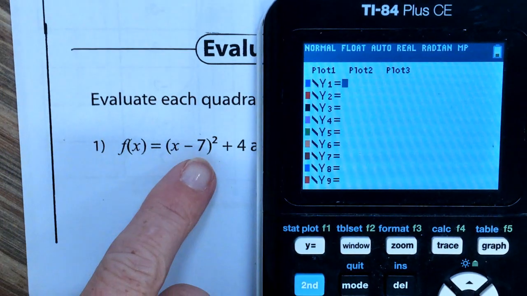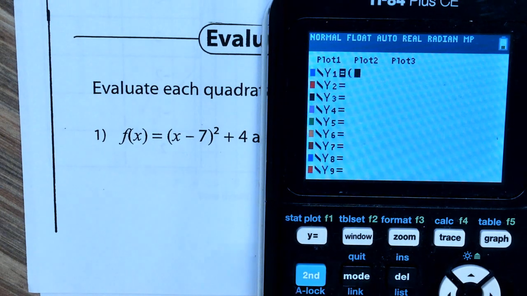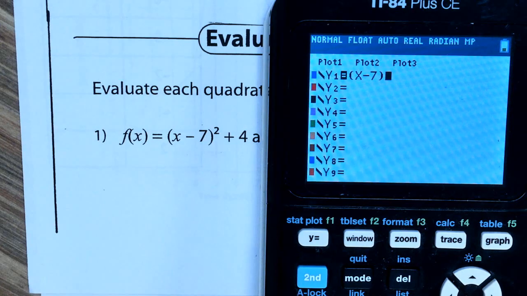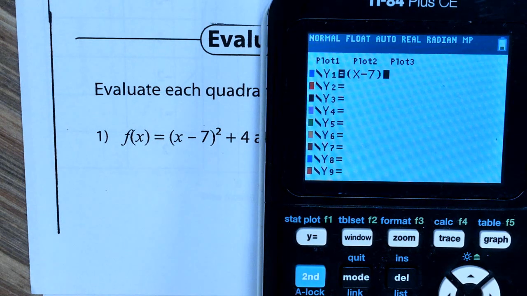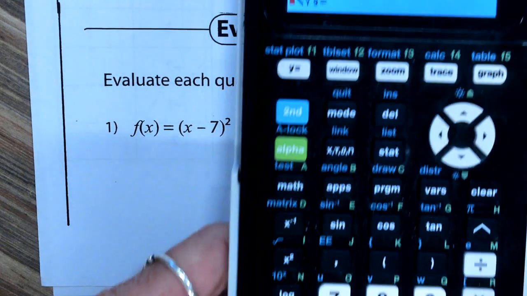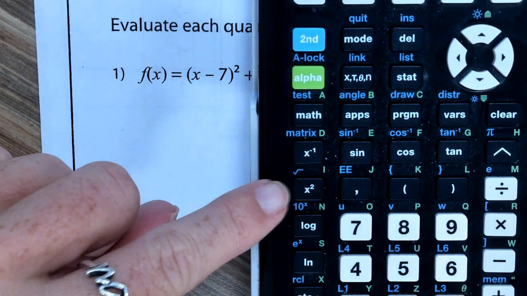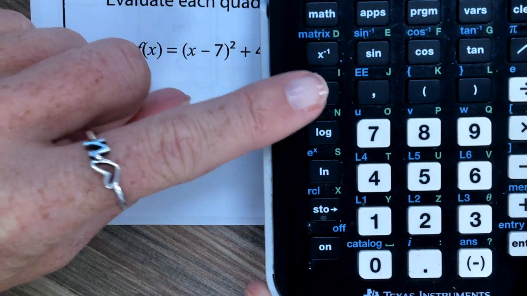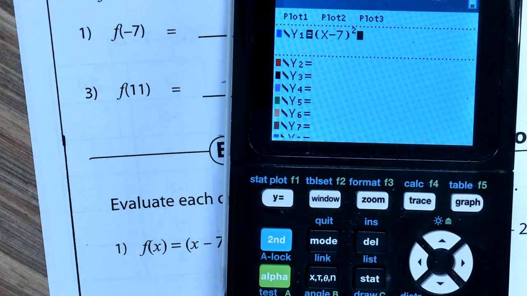So you're going to type in exactly what you see. So open parentheses, x minus 7, close parentheses. How do I get the power of 2? Right here is a shortcut button for the power of 2. Do y'all see it? Right here. If you push that, it's going to do the power of 2.